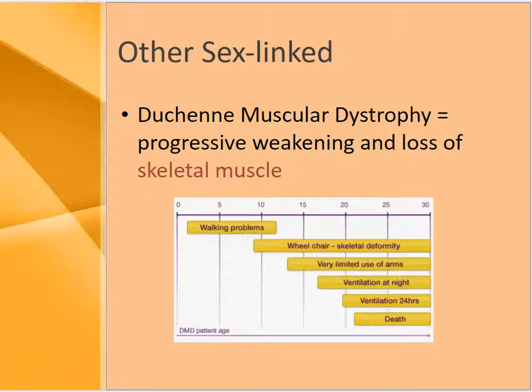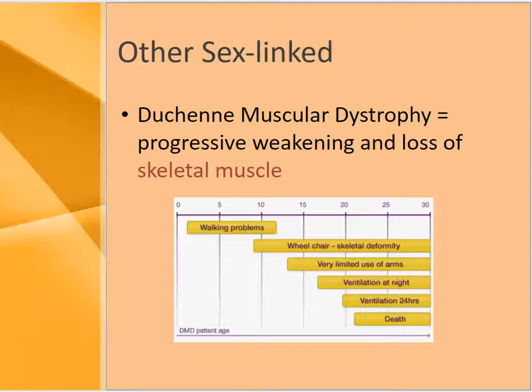Another sex-linked gene is Duchenne muscular dystrophy. This is a progressive weakening and loss of skeletal muscle. Skeletal muscle is what actually lets you move around, so moving your arms and your legs. You can see in this image, according to age, going across from left to right, you would begin having walking problems in your adolescent years, and then by teenage years you would have to use a wheelchair because your skeleton would start deforming because your muscles couldn't control it.